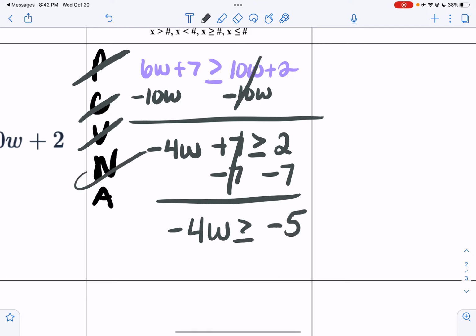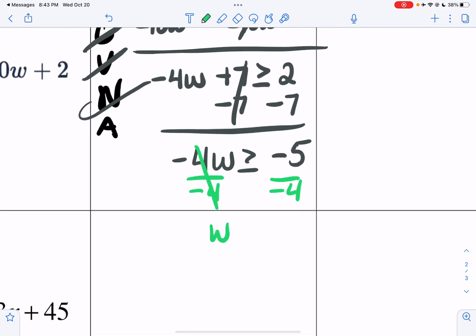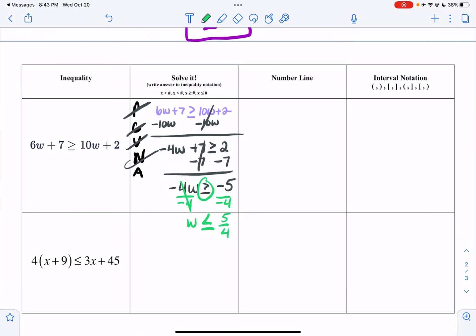Now, I need to get rid of that negative 4, so I'm going to divide. So I divide by negative 4, divide by negative 4, and I'm going to keep it as a fraction. So I have W, and then negative 5 over negative 4 is going to be a 5 over 4. But since I divided by a negative, I'm going to flip my inequality. So I get W is less than or equal to 5 over 4.